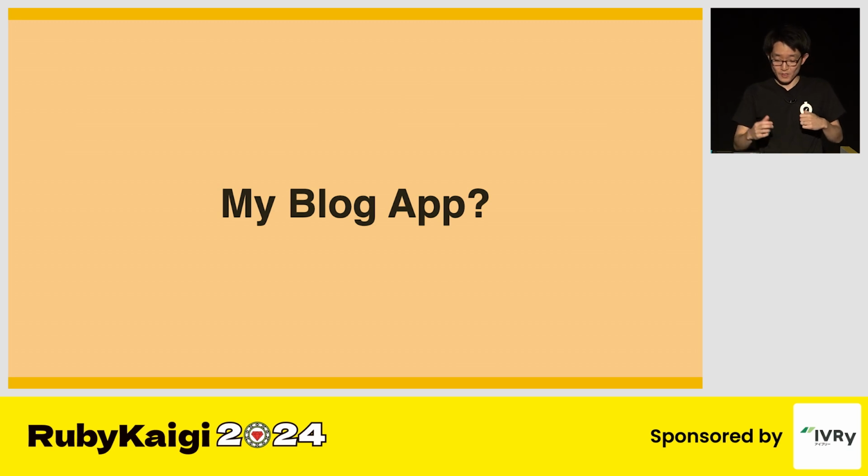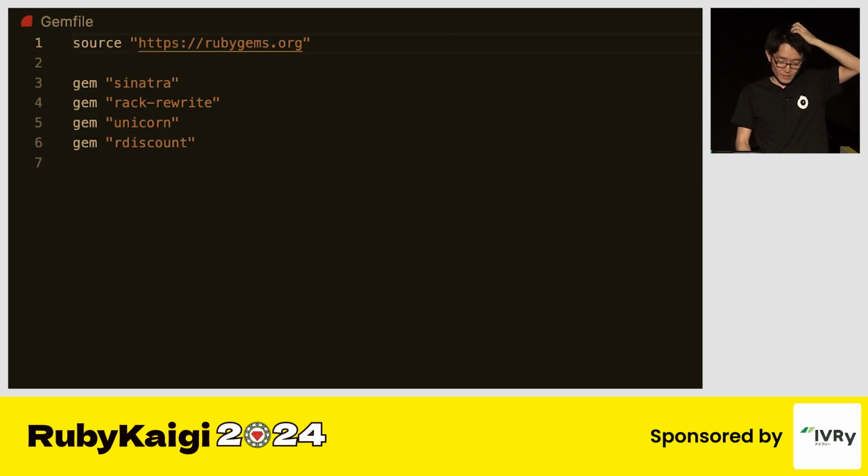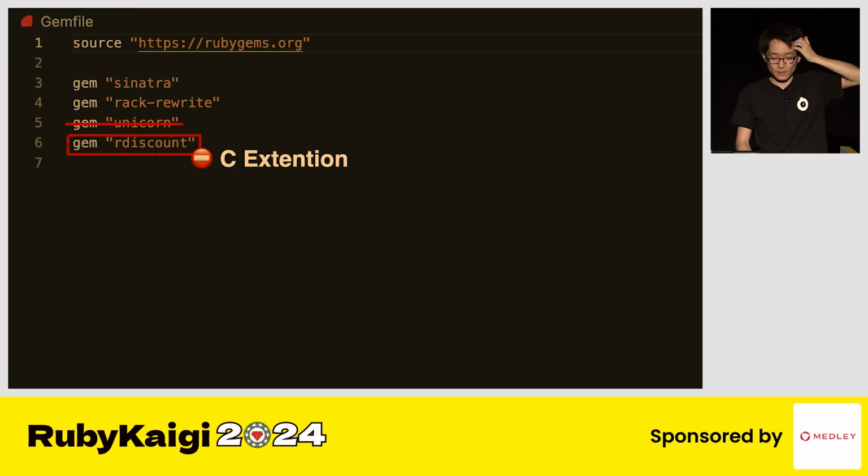So then, moving on to my blog application, was it successful? Was the no-change migration successful? No, I needed to change something. This is the initialization code of my blog application, and this is the Gemfile. It turns out that, for example, C extension was not available.